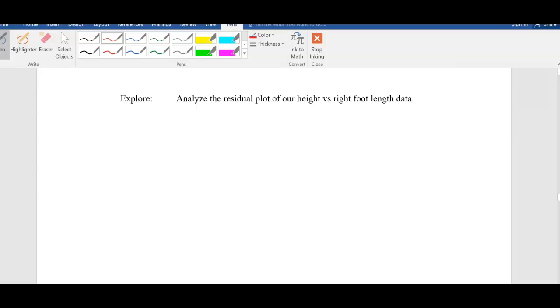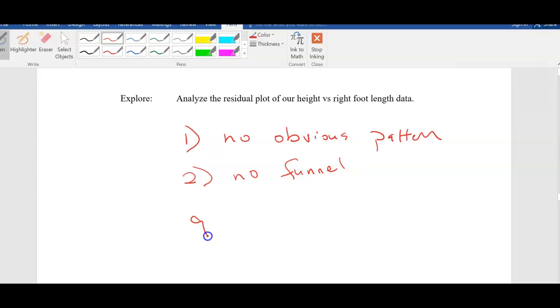Okay, look at your residual plot for your height. If you look at mine, first, there was no obvious pattern. And second, there was no funnel. Since both of those are met, this would be a good model. We can use our line of regression.